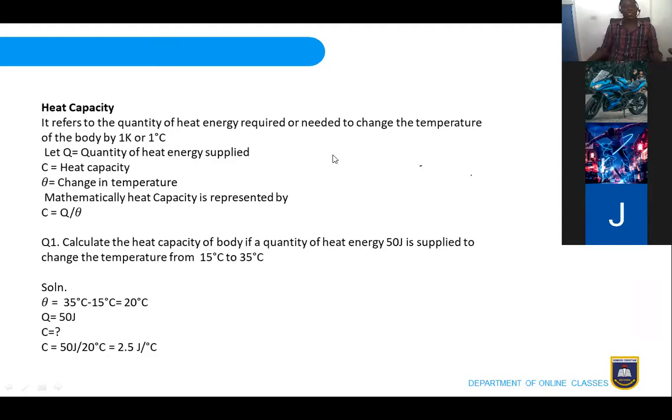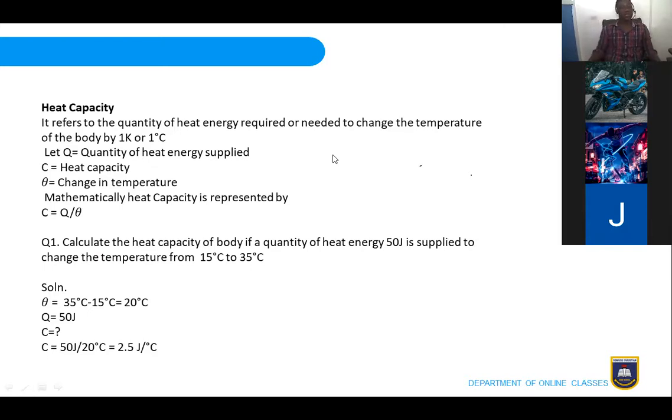So this is basically the definition of heat capacity, which refers to the quantity of heat energy that your body will require, or is needed, to change the temperature of the body by 1 Kelvin. And it has a formula which we'll be looking at. So if you want to calculate the heat capacity, you need to know these parameters.